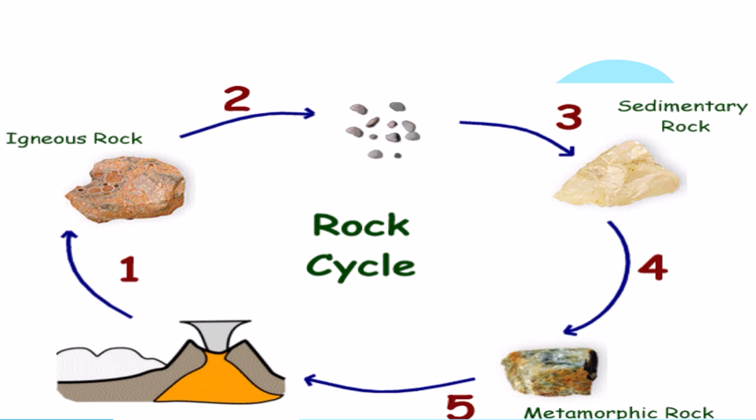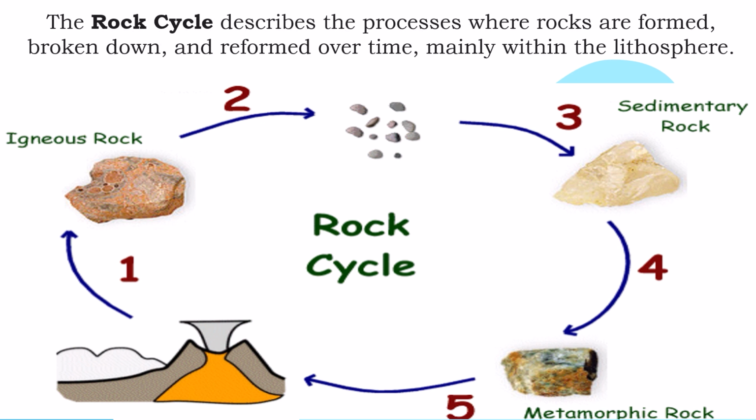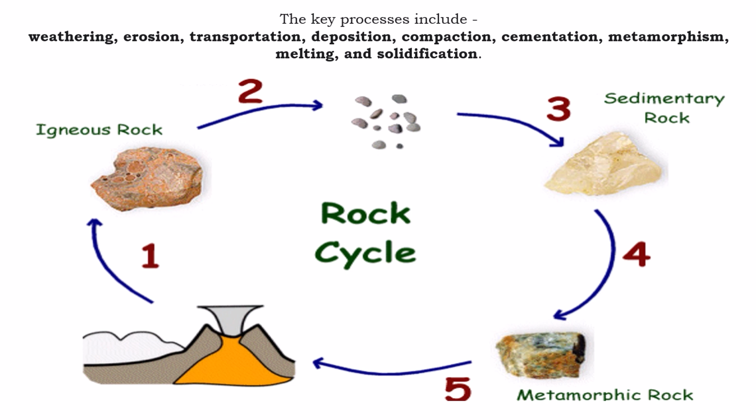Rock cycle. The rock cycle describes the processes where rocks are formed, broken down, and reformed over time, mainly within the lithosphere. The key processes include weathering, erosion, transportation, deposition, compaction, cementation, metamorphism, melting, and solidification.